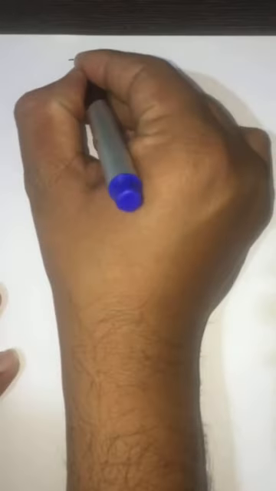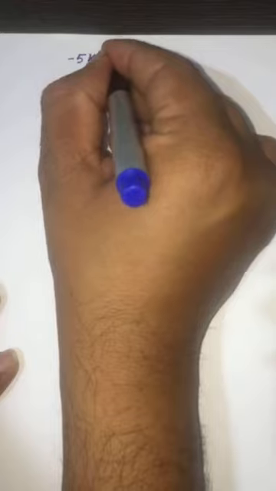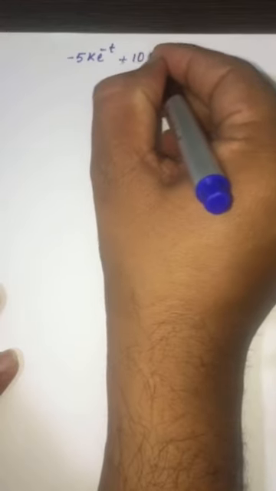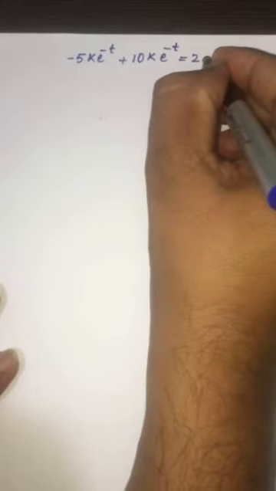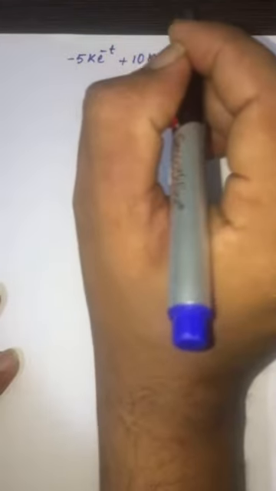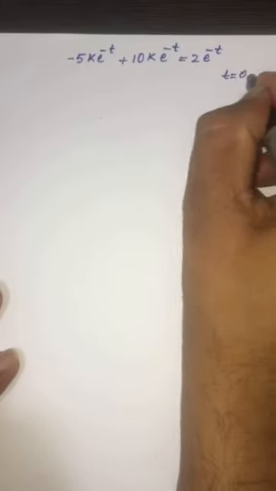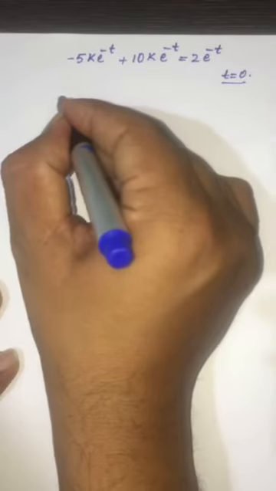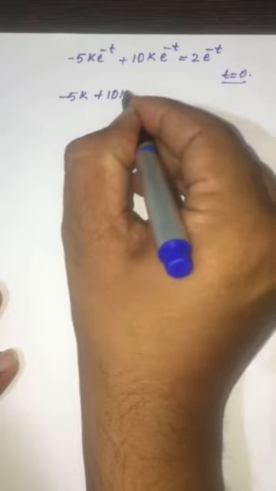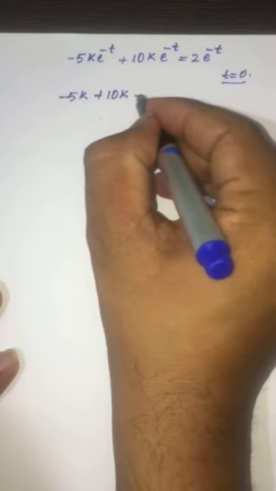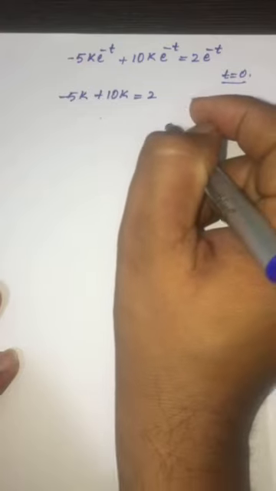Yeah. Now for that particular equation that we have obtained, that is minus 5k e to the power of minus t plus 10k e to the power of minus t is equal to 2 into e to the power of minus t. We are supposed to put t is equal to 0. Put t is equal to 0 in this entire equation. Therefore it becomes minus 5k into e to the power of 0 is 1 plus 10k into e to the power of 0 is 1 is equal to 2 into e to the power of 0 is 2.